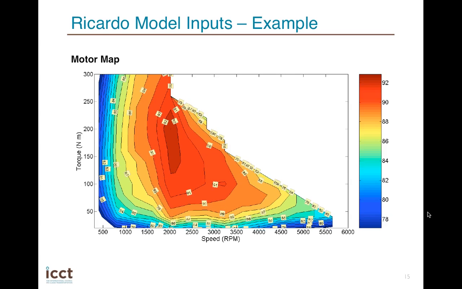Another example of a map, this time for an electric motor. Again, speed on the X, torque on the Y, and these are efficiencies. So this baseline electric motor was 92% efficient in the middle, and it does fall off somewhat as you go to higher speeds and lower torque. Although the fall off is not nearly as great as it is on engine efficiency.